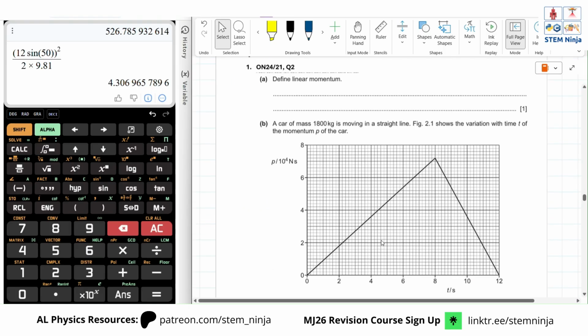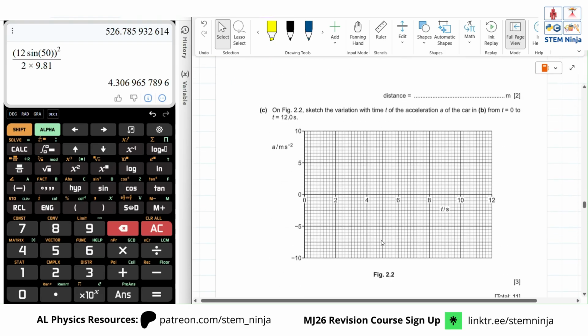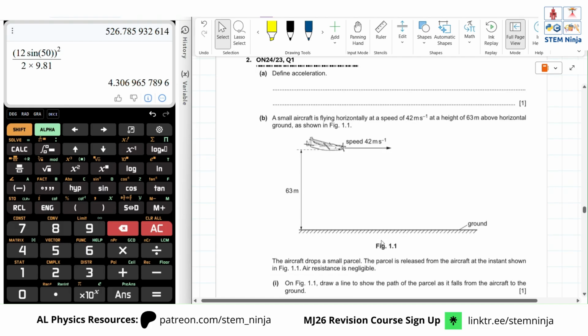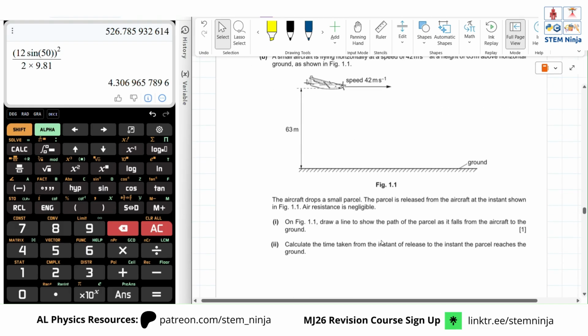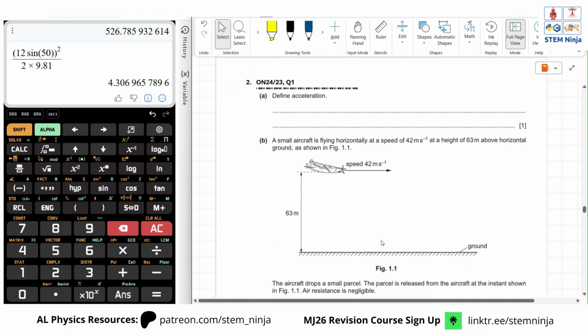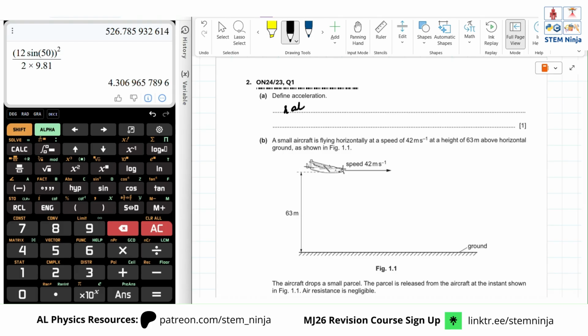All right, let's try some paper 2 questions also. Let's see some. Okay, define acceleration. We know it's the rate of change of velocity.